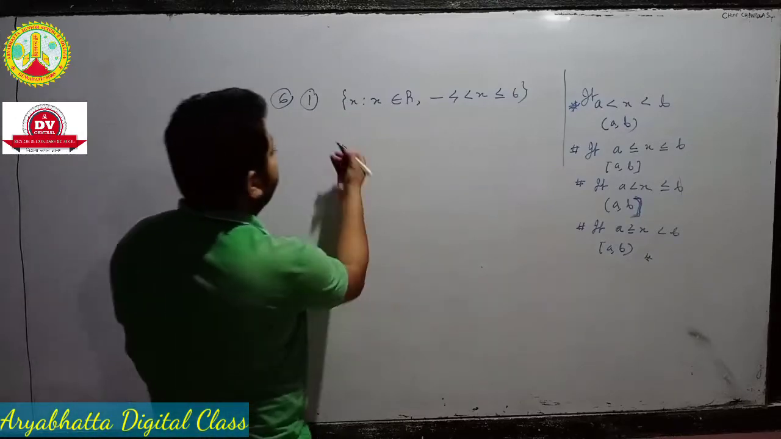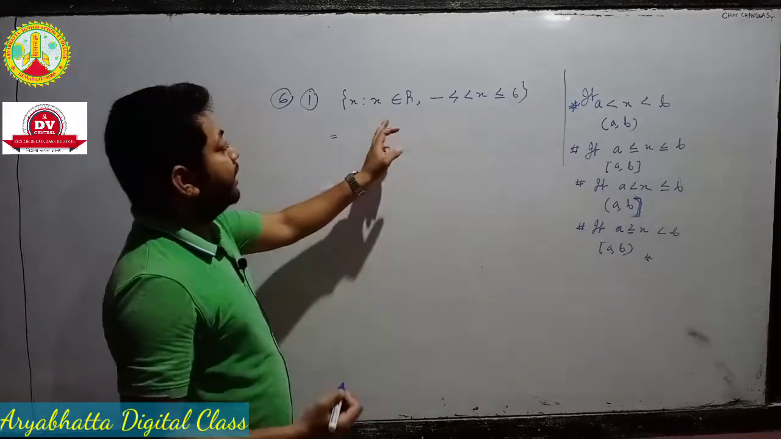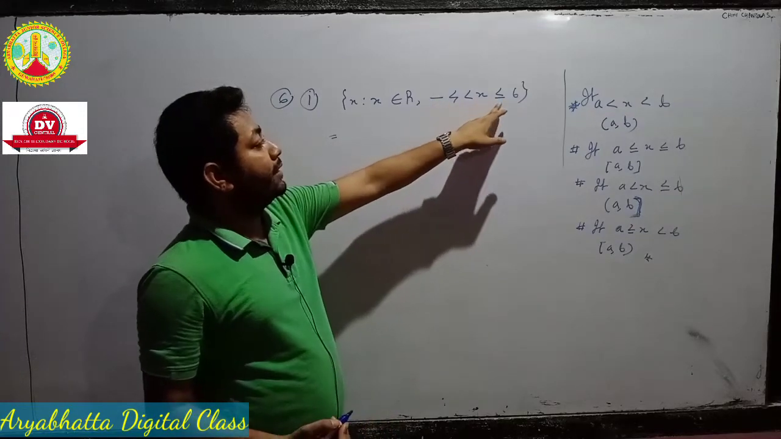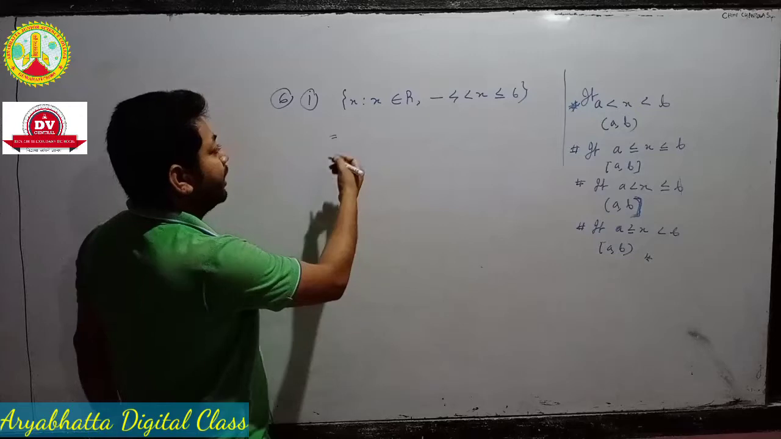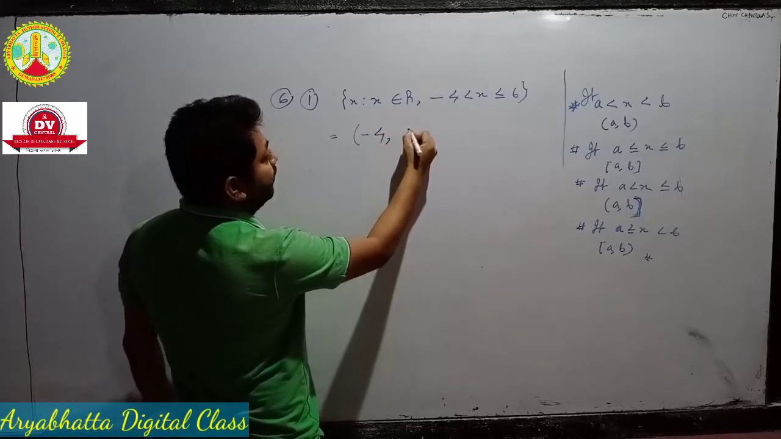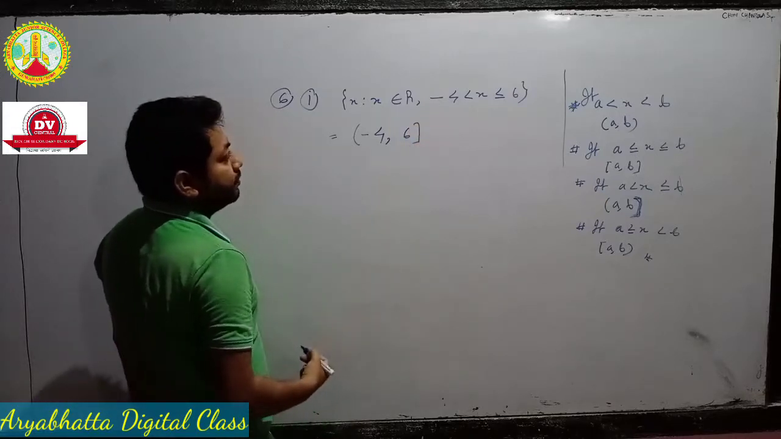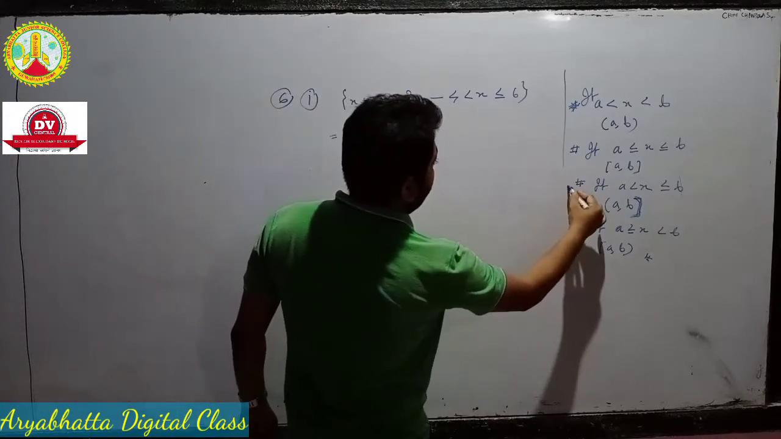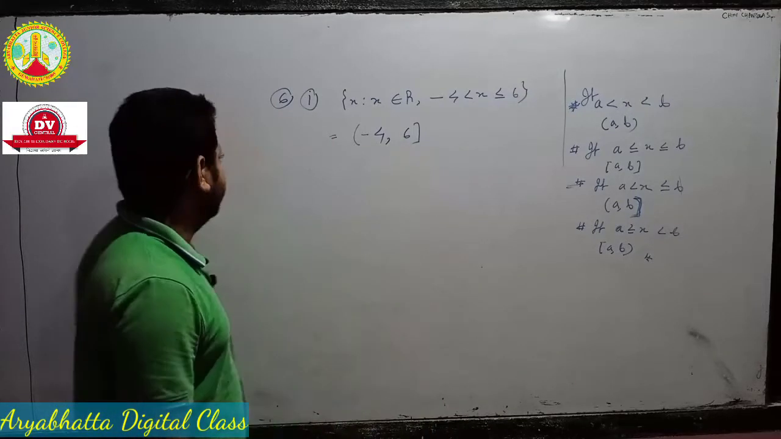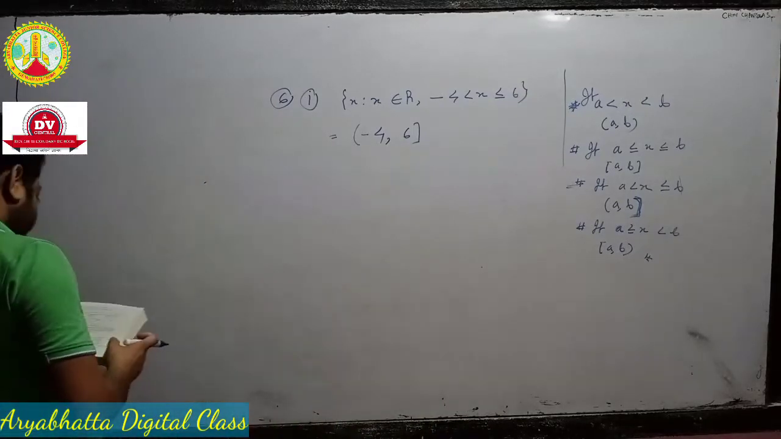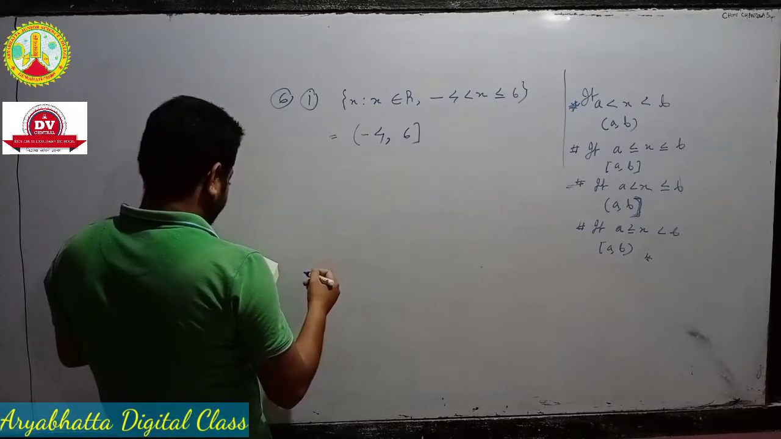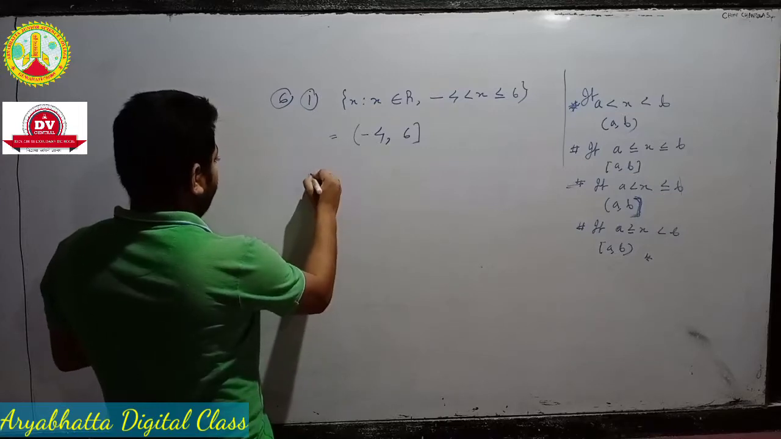Here, x such that x belongs to R and -4 less than x less than or equal to 6, then we can write -4, 6. Next, number 2.